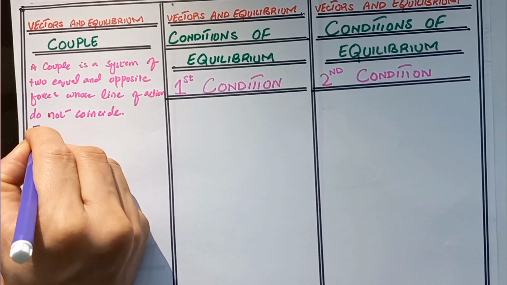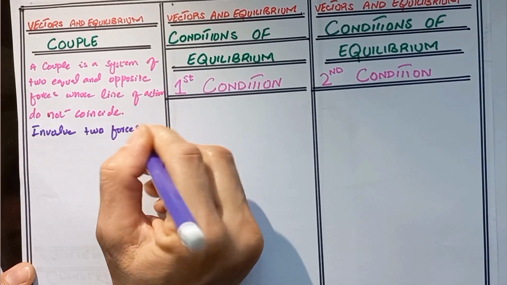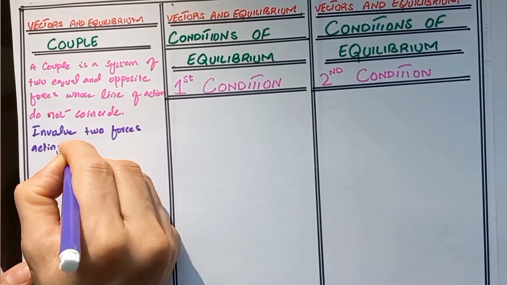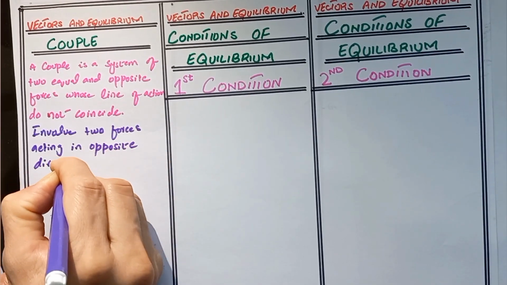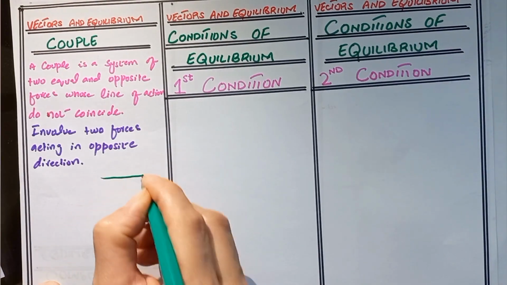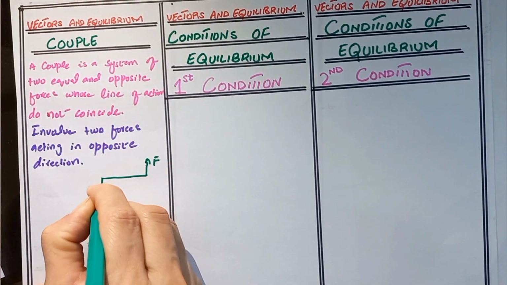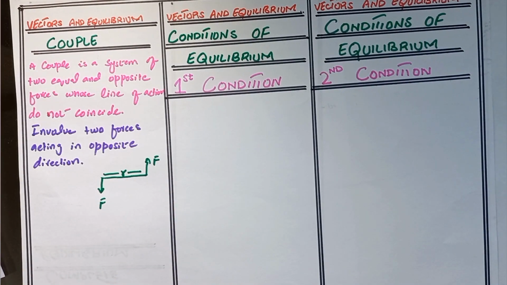It involves two forces acting in opposite direction. Here we take the two forces, that is, the line of action is different. The lines of action do not coincide, that is what produces the couple.